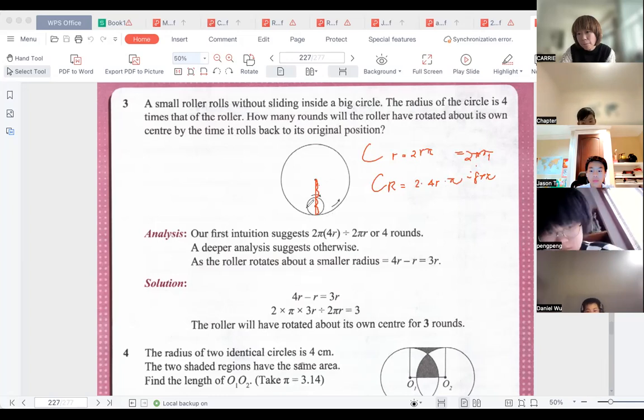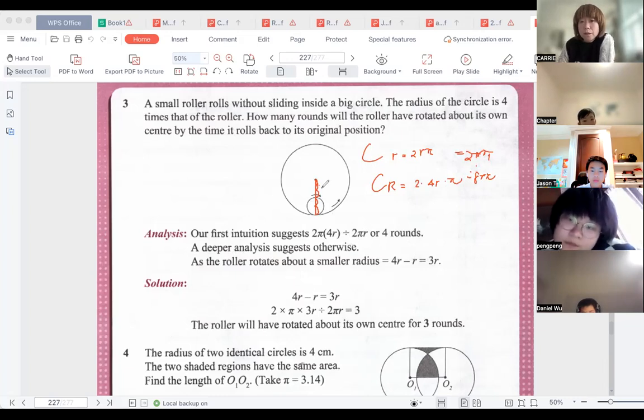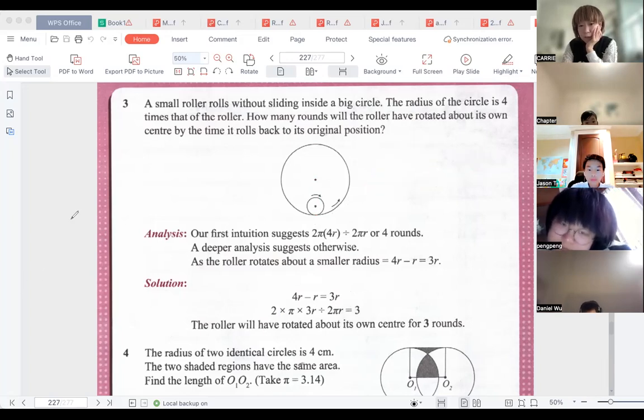Okay, so the roller rotates about a smaller radius of 3 r's, right? So you know they're having the 3. So altogether, the smaller one is 3 times smaller than the bigger one, and we can just calculate what? So altogether, they're having 3 times smaller than the thing. So the rotor will have rotated about its own center for 3 rounds in order to get back to the original position. Okay, so let's take a look at number 4.